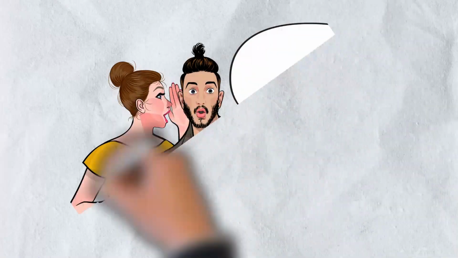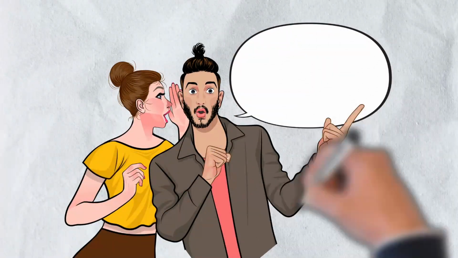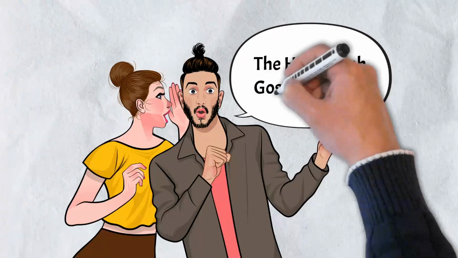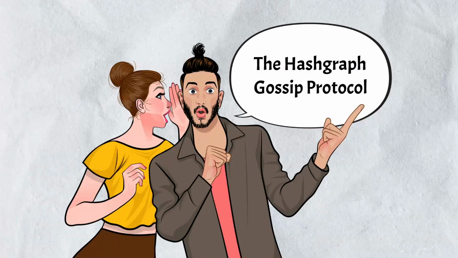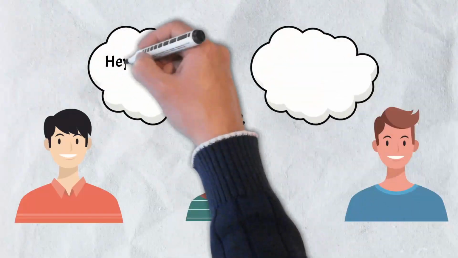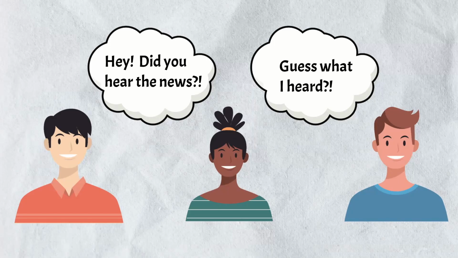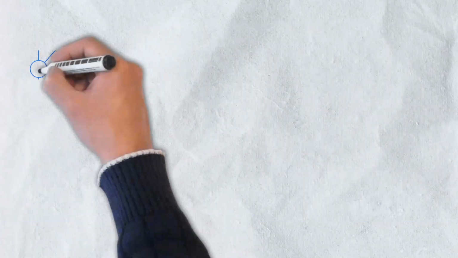Now that you have a little bit of an understanding of the Hashgraph consensus mechanism, let's gossip for a bit. Or rather, talk about Hashgraph's gossip protocol. When you think about what gossip is in the real world, it is the spreading of information from one person to another who may not be aware of it yet. The Hashgraph system works in the same manner.